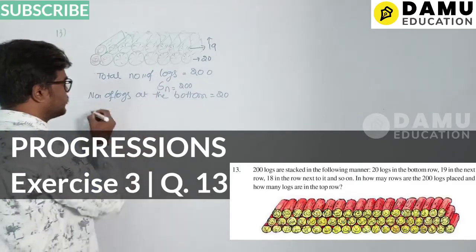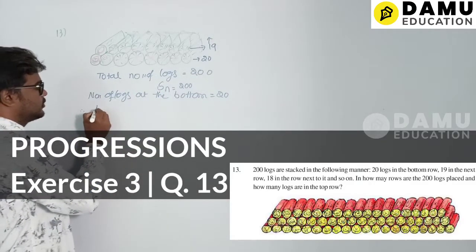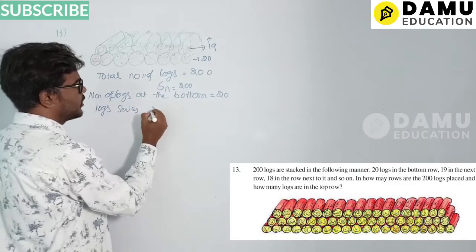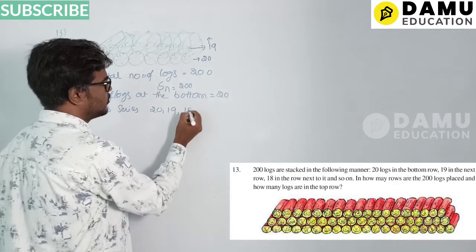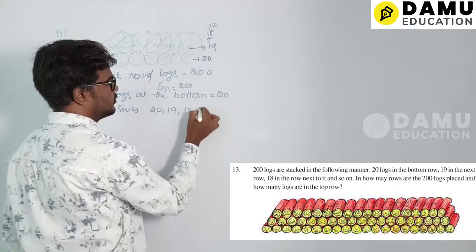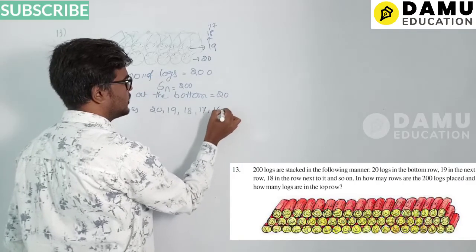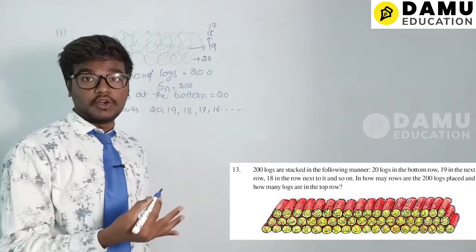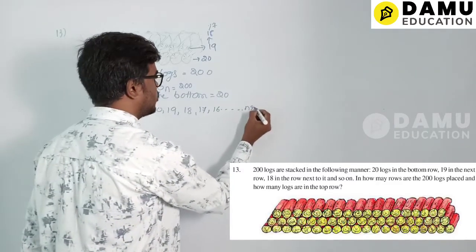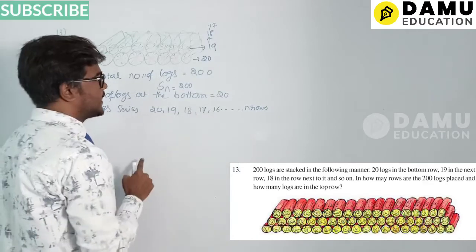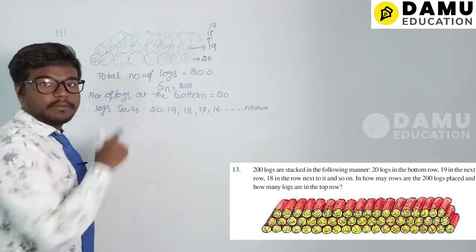So in the series, what is the series? The log series: 20, 19, 18, 17, 16 and so on up to, we don't know how many rows there are, n rows. So here n rows are there. In each row it will decrease.